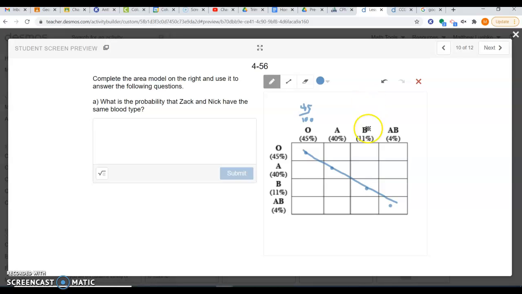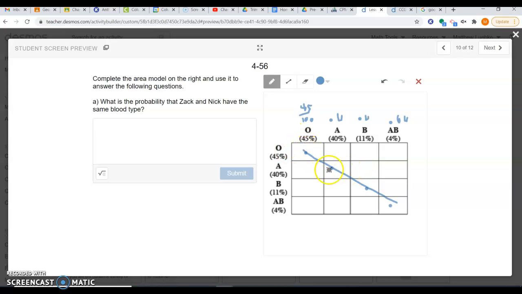40% is 40 over 100. 11 is 11 over 100. So you could see it as fractions, or you could even see it as decimals. Maybe you want to use 0.4, 0.11, or 0.04. So you can see it as fractions, or you could see it as decimals, and we're going to try to fill out this whole chart with the probabilities.